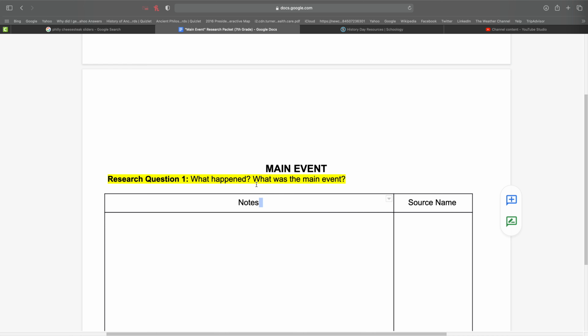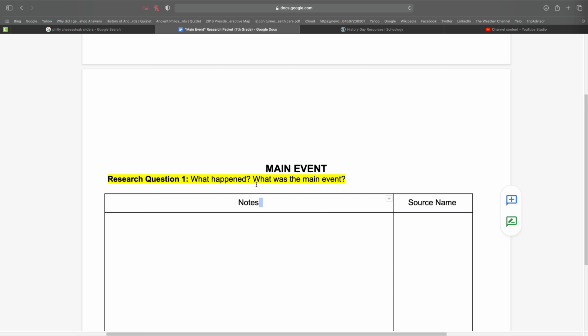For Rosa Parks, for instance, the example there would be she was on the bus. She refused to give up her seat. She was then arrested. She had to go to jail for 14 days. And as a result, the civil rights movement leaders decided to have a huge boycott on Montgomery buses until they desegregated. So that's the main event.